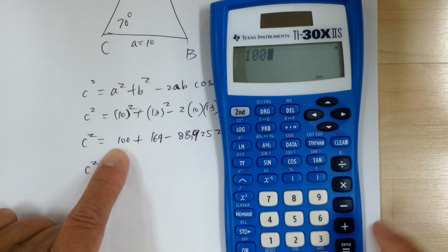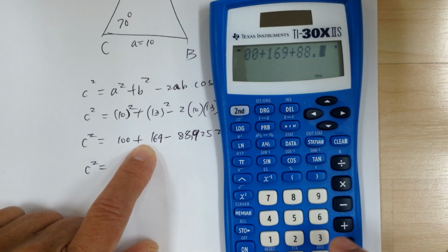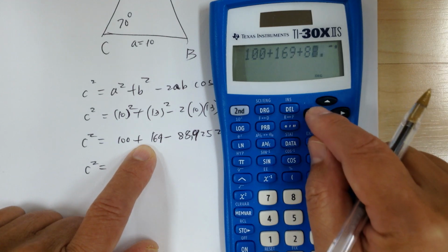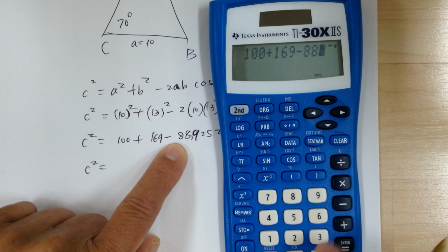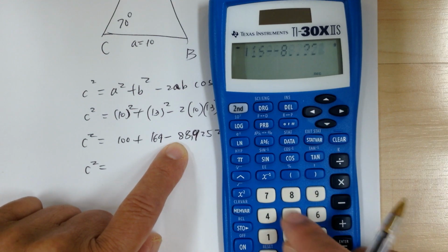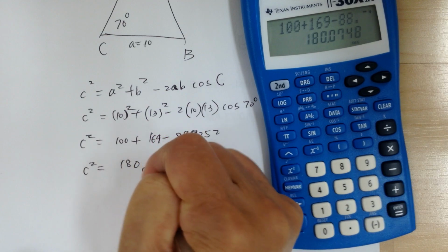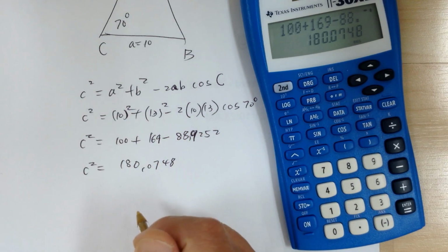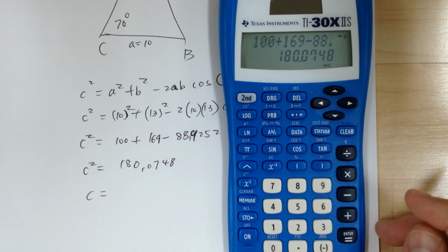So you got 100 plus 169 plus 88 point, minus. So you have to be careful. This is a minus 88.9252. Push equal. So you got 180.0748. Okay? Then you can take the square root. So from here, you can just go and take the square root of that.